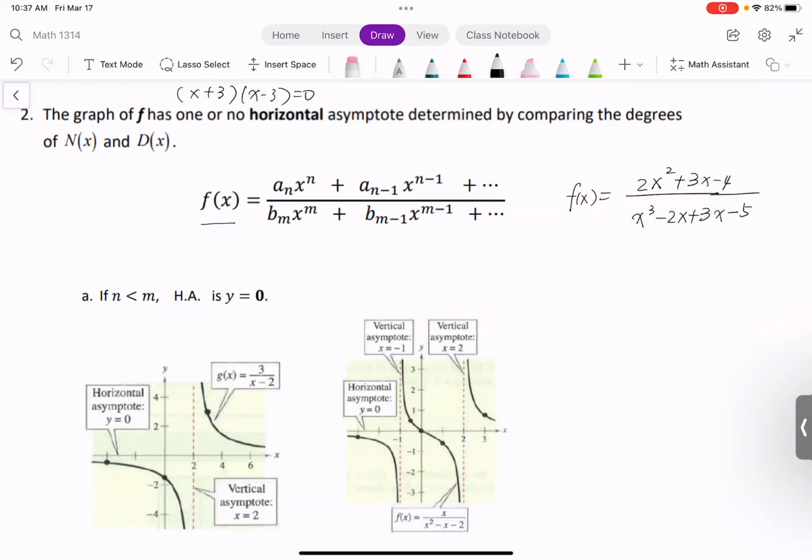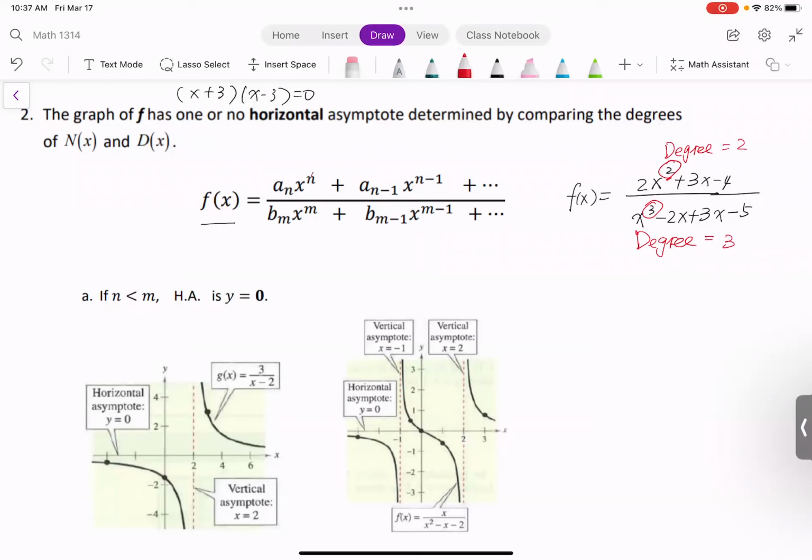And can you tell me what is the degree of the top polynomial? It is 2, because the leading term, the x carries the greatest power. So this power is the degree. And the bottom one, what is the degree? Leading term, the x carries the most power. This power is the degree. So the degree on the top is 2. The degree on the bottom is 3.